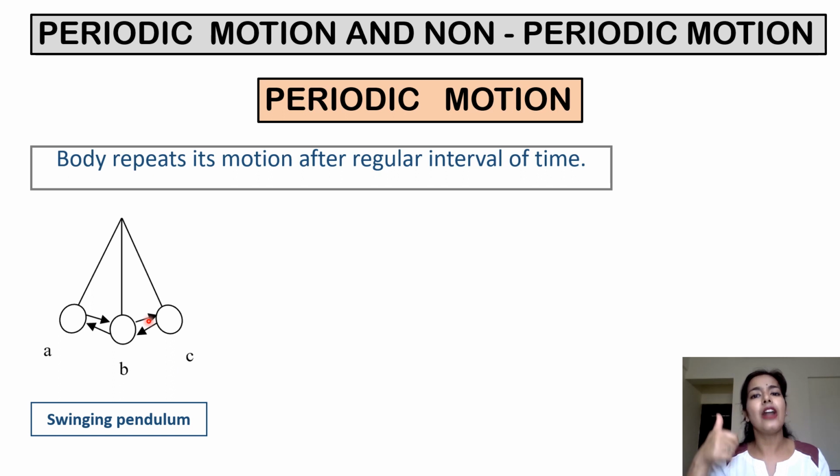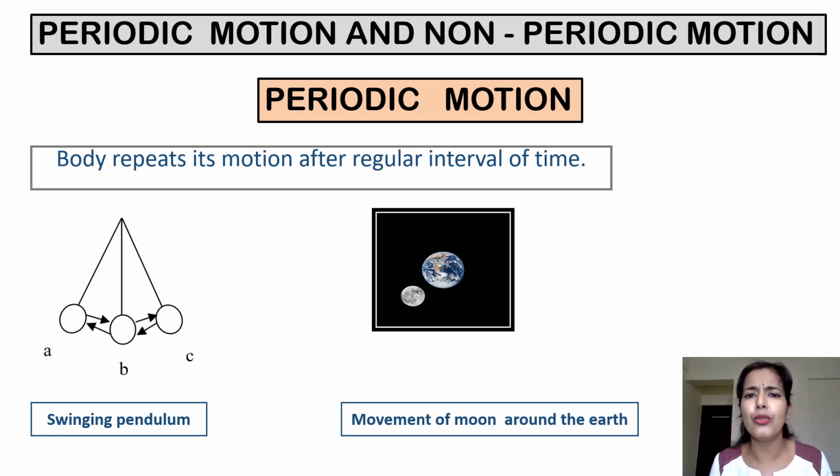So can we say oscillatory motion, where a body moves to and fro in a repeated motion? We took an example of a swinging pendulum. That pendulum also takes a fixed interval of time in completing each cycle. So this is also an example of periodic motion because the body is repeating its motion, moving to and fro, but in a fixed interval of time. We can take other examples also. Movement of the moon around the earth is also a kind of periodic motion. Movement of the hands of a clock is also a kind of periodic motion.